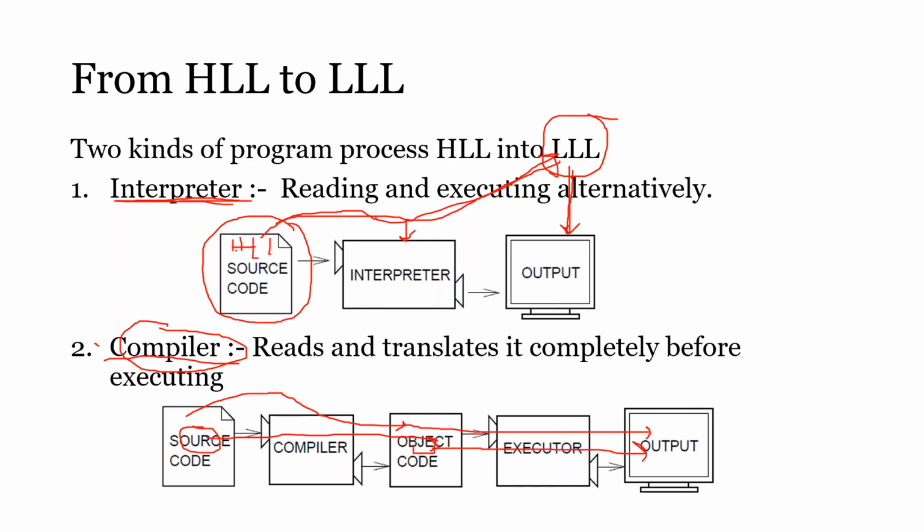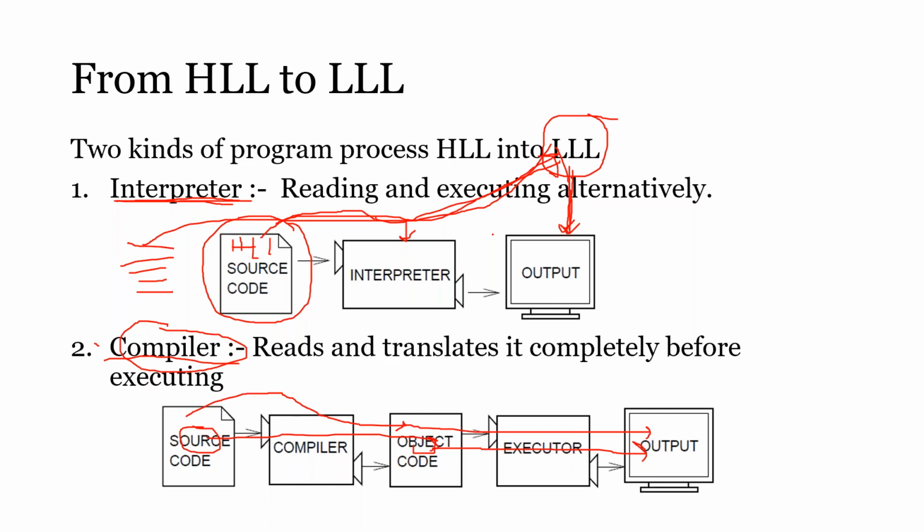But there is a little difference here. You have one line, this one line will get converted into low level language, and then you get the output of that one line. That is, line by line, statement by statement, you will get your output. That's the difference between interpreter and compiler.